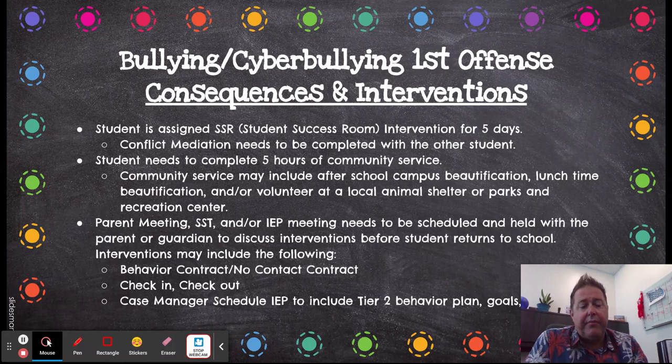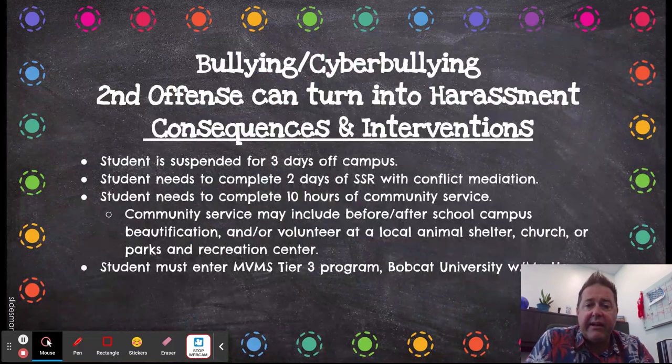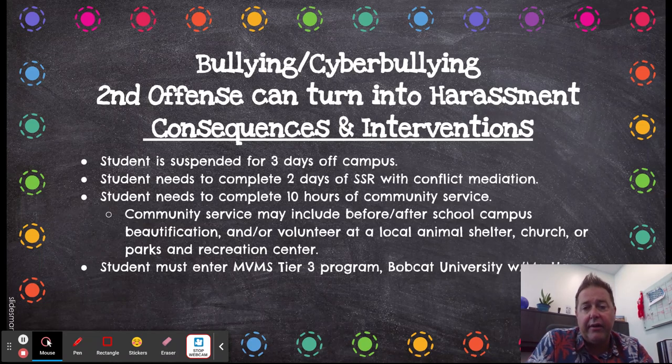If it happened a second time where you were bullying again, student would be suspended 3 days off campus and then returned for another 2 days of SSR. And again, we have some type of mediation done with the bully to make sure that the bullying doesn't take place again. You would then also need to complete 10 hours of community service, and you'd be entered into our Tier 3 program through Bobcat University with Ms. Hannum.